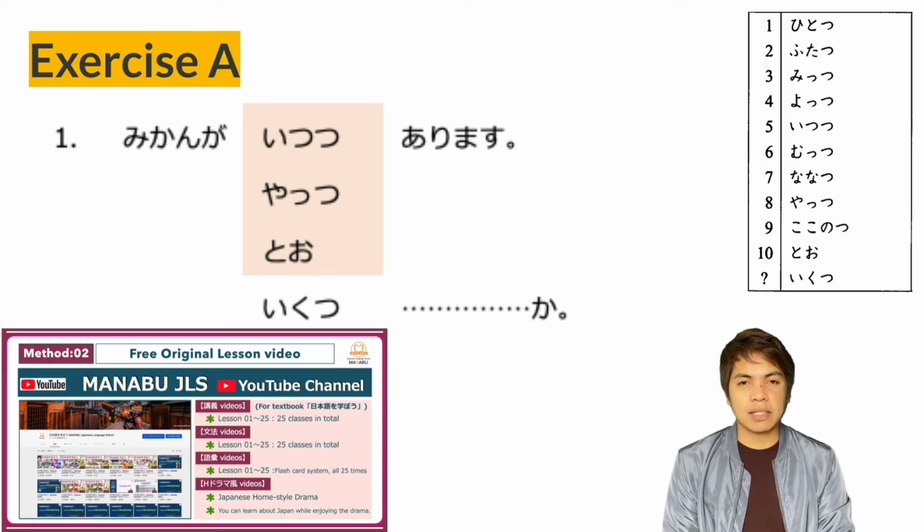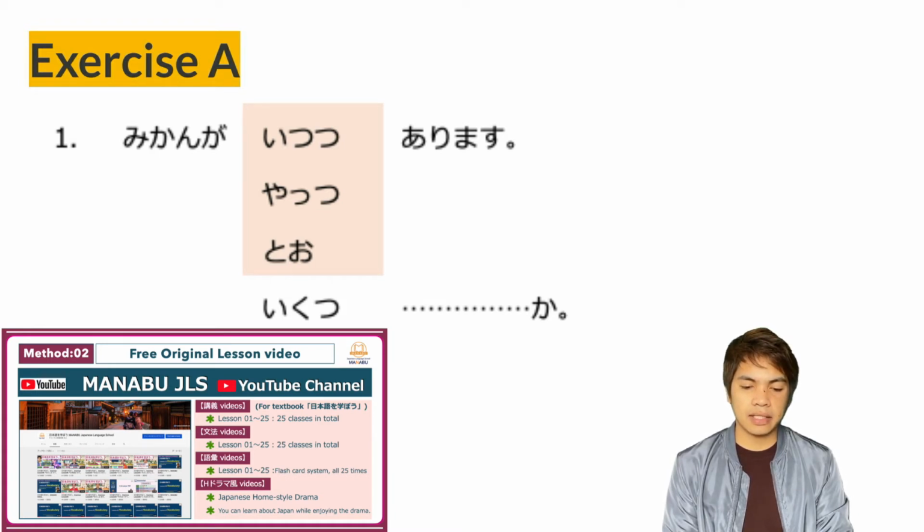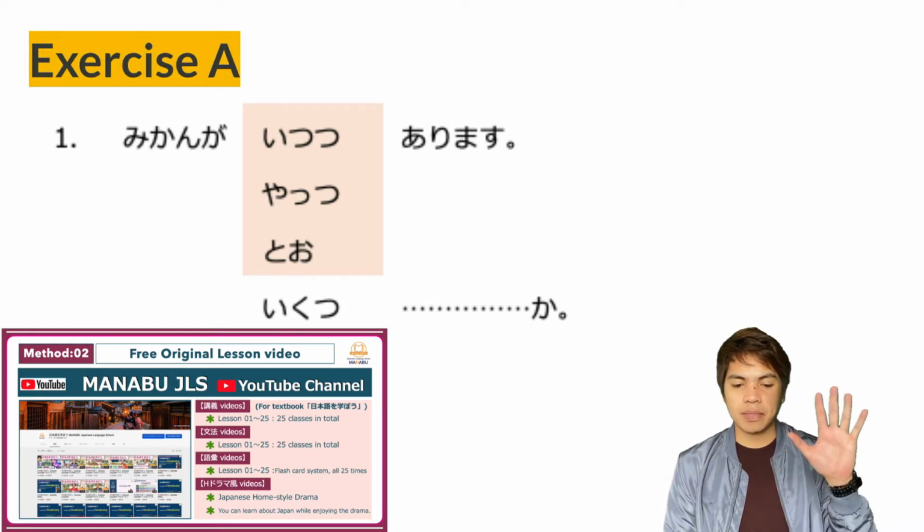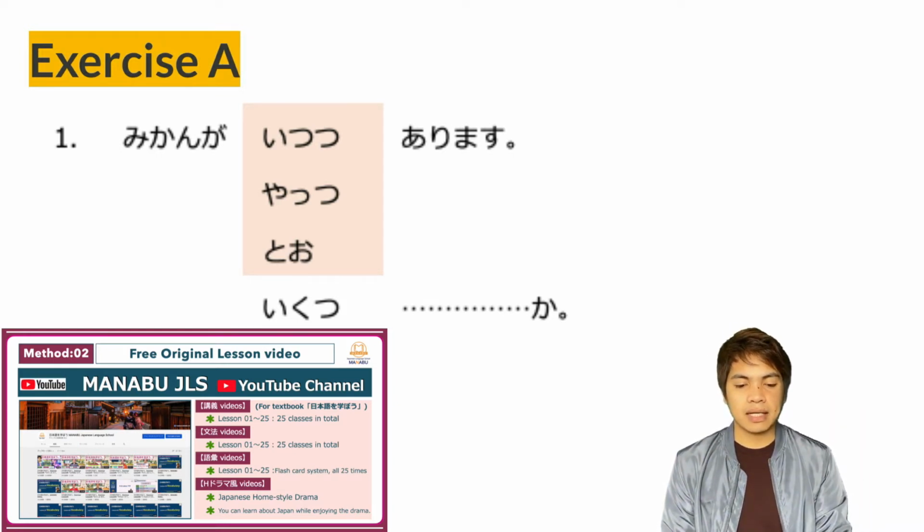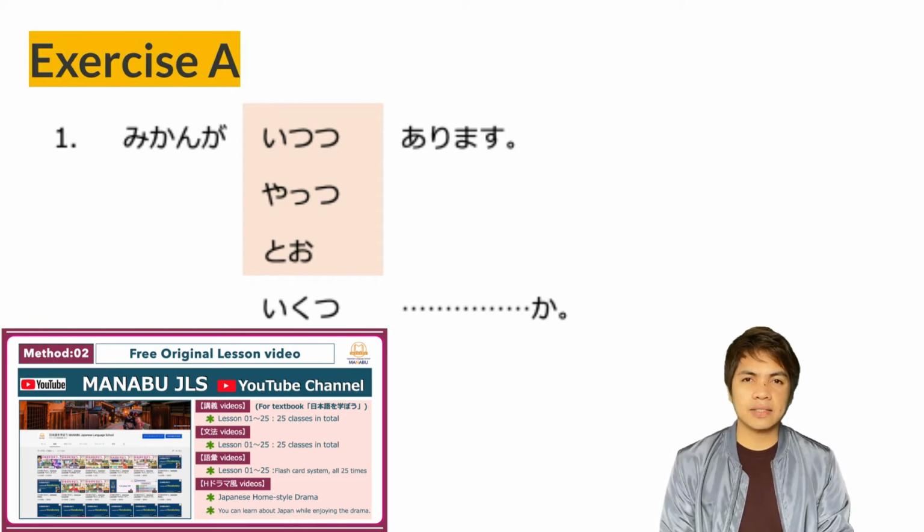Mikan ga ikutsu arimasu ka? How many oranges are there? Ikutsu is the counter for things, how many? The answers are mikan ga itsutsu arimasu, 5 pieces. Next, mikan ga yattsu arimasu, 8 pieces. Mikan ga tou arimasu.